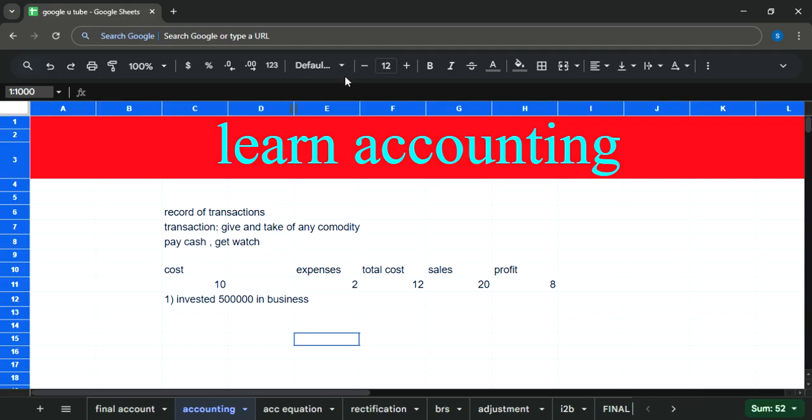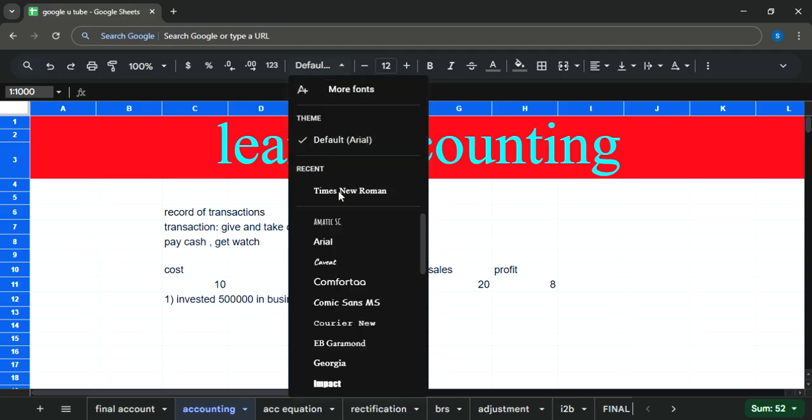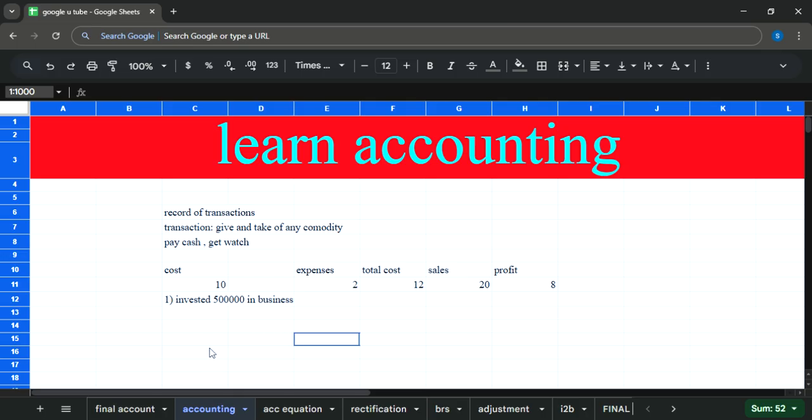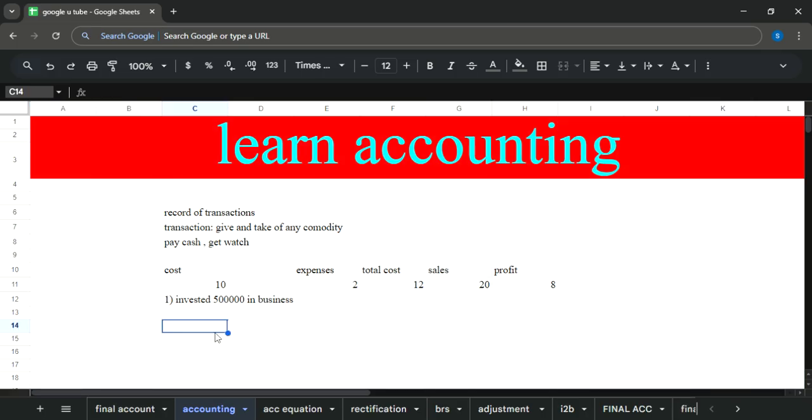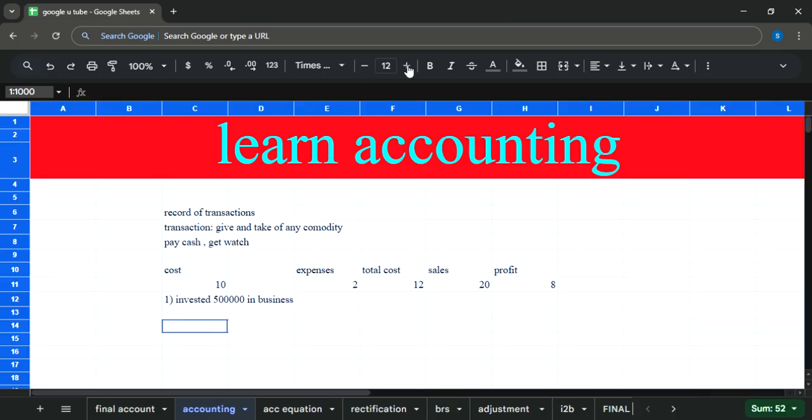I was actually going to change its font to be a little more readable, and let's change the size as well. Let's make it 40.